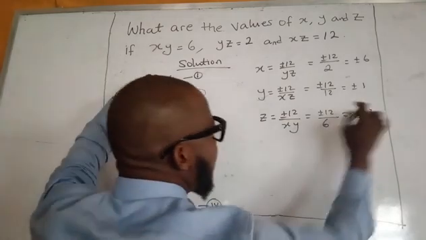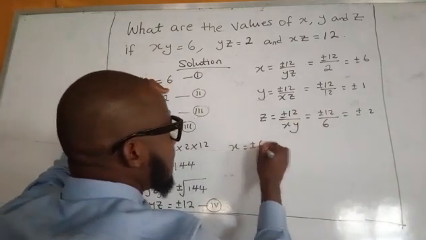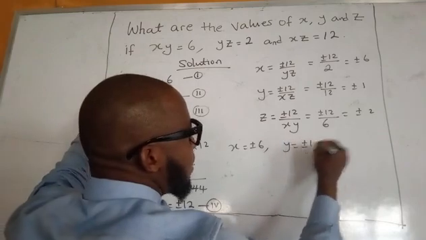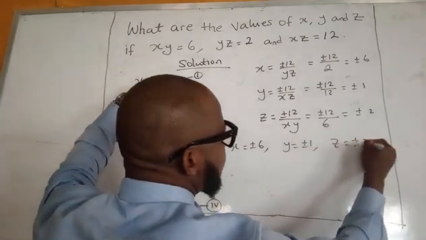So what does that mean? I have x to be plus or minus 6, y to be plus or minus 1, z to be plus or minus 2. And this is it.